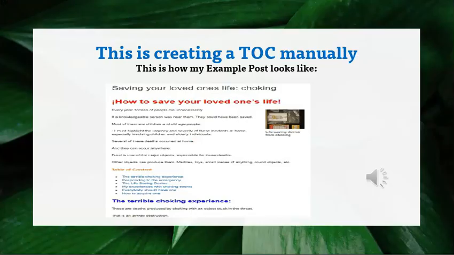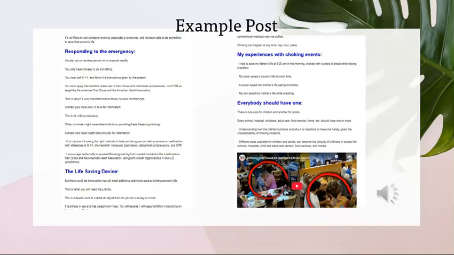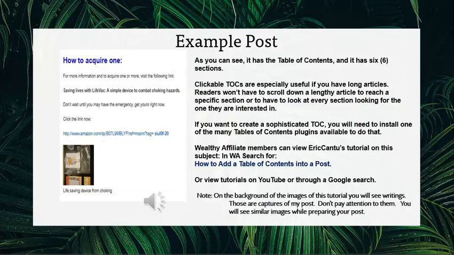Creating a TOC manually. This is how my example post looks. Example post continued. As you can see, it has the table of contents, and it has six sections. Clickable TOCs are especially useful if you have long articles. Readers won't have to scroll down a lengthy article to reach a specific section or look at every section looking for the one they are interested in.